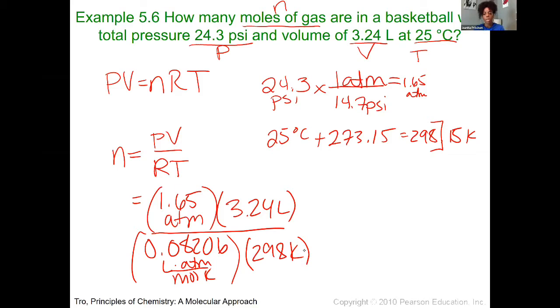Now be careful when you're putting this in your calculator. Make sure when you're putting the stuff on the bottom, if you're going to use a multiplication symbol between the 0.08206 and 298, you've got to put all that in parentheses. I always just recommend my students hit the divide button both times. So you should be putting in 1.65 times 3.24 divided by 0.08206 divided by 298 K. And so when we do that, we end up with a value of 0.219 moles as our answer.